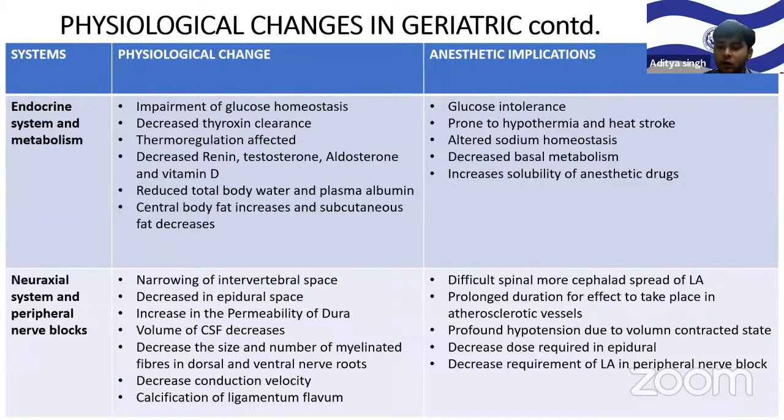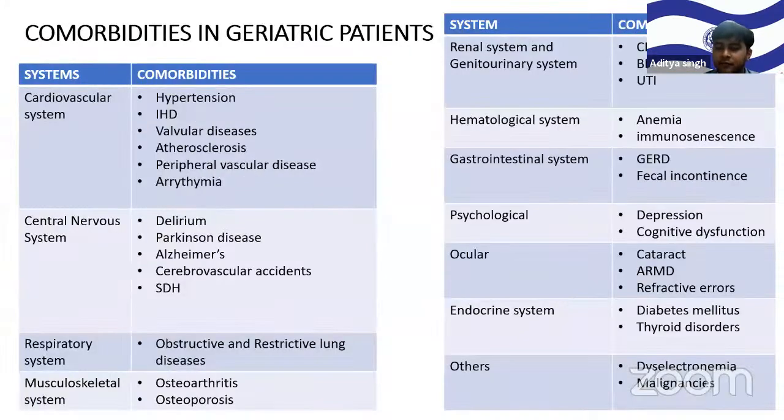In geriatrics, the common comorbidities start with the CVS system. There is hypertension, arrhythmia, myocardial infarction, or peripheral vascular diseases. In the CNS, Parkinson's, Alzheimer's disease, and subdural hemorrhages are very common. In the renal system, CKD is very common. In the respiratory system, obstructive and restrictive diseases are very common. In the musculoskeletal system, osteoporosis or osteoarthritis are very common. Then in the psychological conditions, delirium, cognitive dysfunction, and depression are very common in geriatric patients.